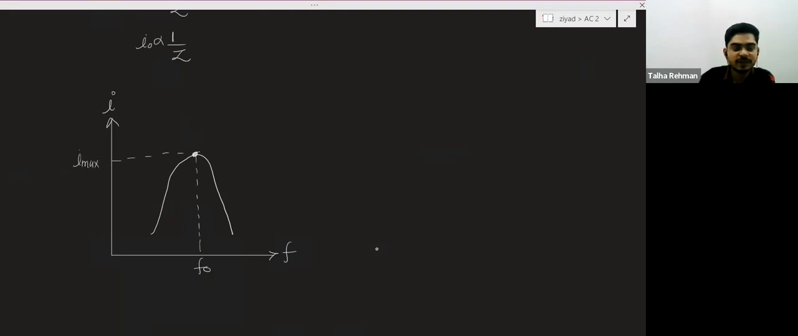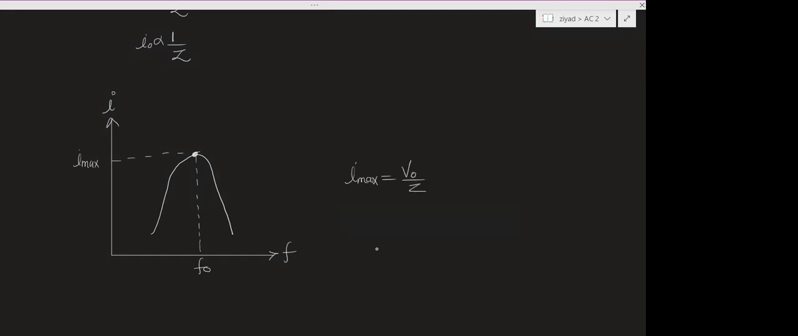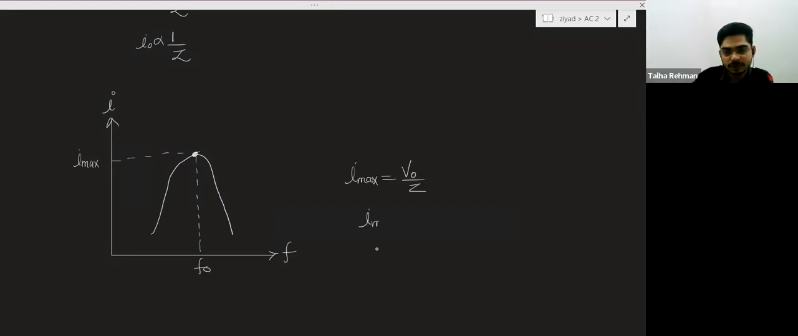And this will be the maximum current. The maximum current is given by V naught by Z, and what is Z at resonance? R. So it is V naught by R. You can write this.